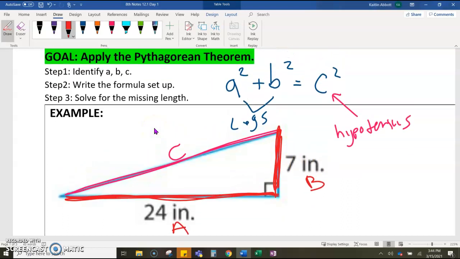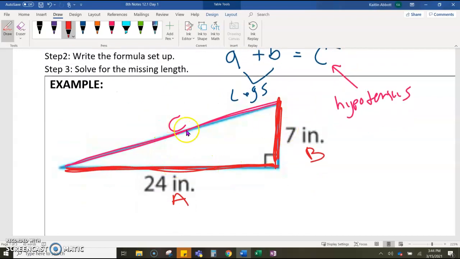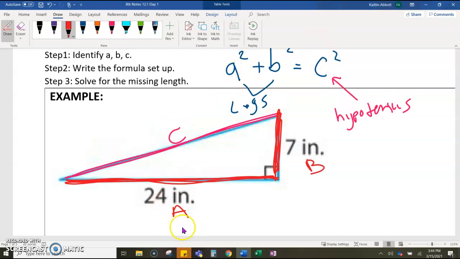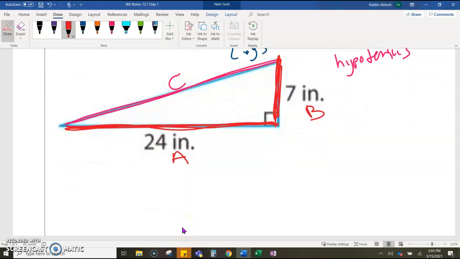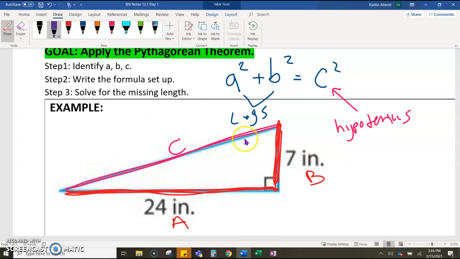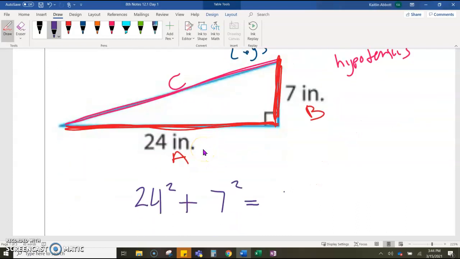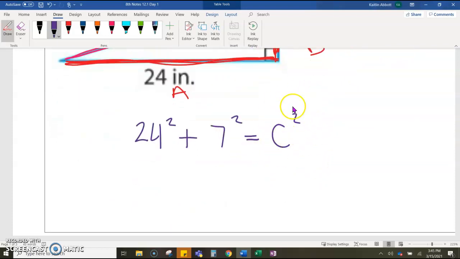So a squared plus b squared equals c squared. I figured out which one's a, b, c. Let's plug them in. Instead of a, I'm going to put 24. So I'm going to do 24 squared plus b squared, which is 7, so plus 7 squared equals c squared. We don't know what c is, so we're just going to leave it as c squared. And now we just solve for c. c is already alone by itself on this side. So now we're going to solve these guys.